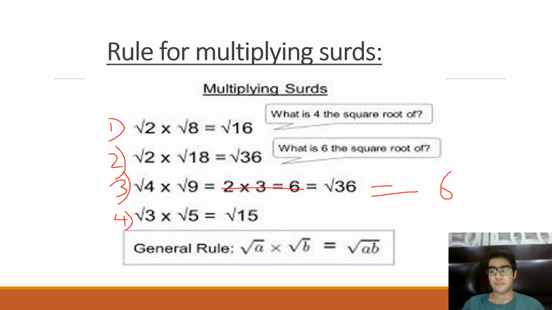You don't get a perfect square by finding the square root of 15, so you just leave it as the square root of 15. You'll get some decimal number, but you don't need to write that. So the general rule is the square root of a times the square root of b is equal to the square root of ab. ab basically means a multiplied by b. Okay, so now let's move on.